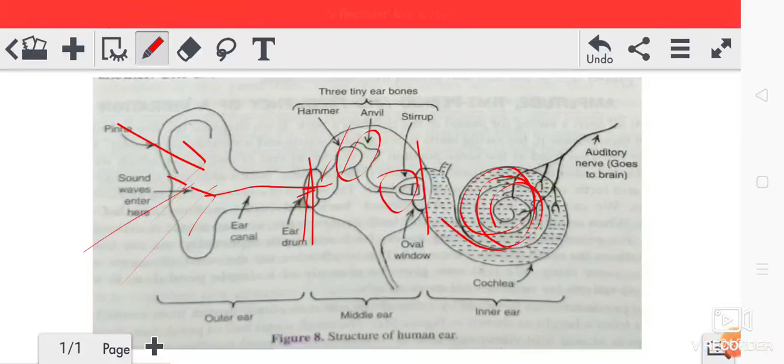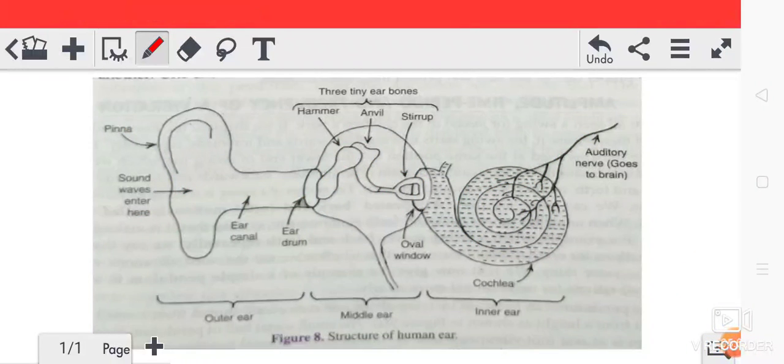Due to this, the liquid in the cochlea begins to vibrate, and the vibrating liquid of the cochlea sets up electrical impulses in the nerve cells present in it, and these electrical impulses are carried by the auditory nerves. These are the auditory nerves which carry the electrical signals produced by the cochlea to the brain, and the brain interprets these electrical signals as sound, and we get the sensation of hearing.